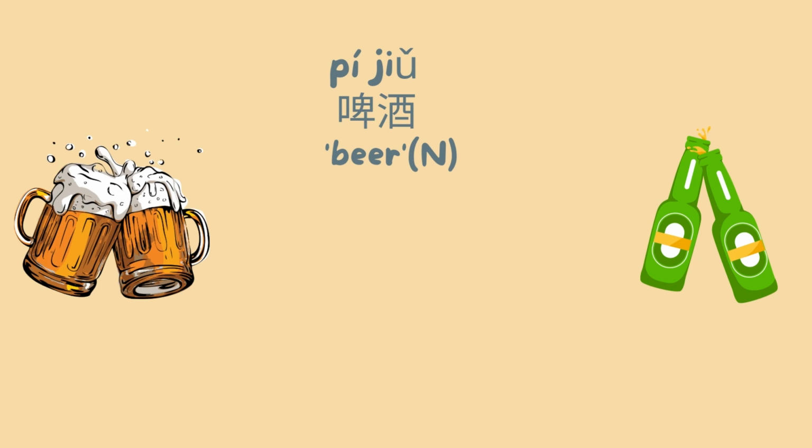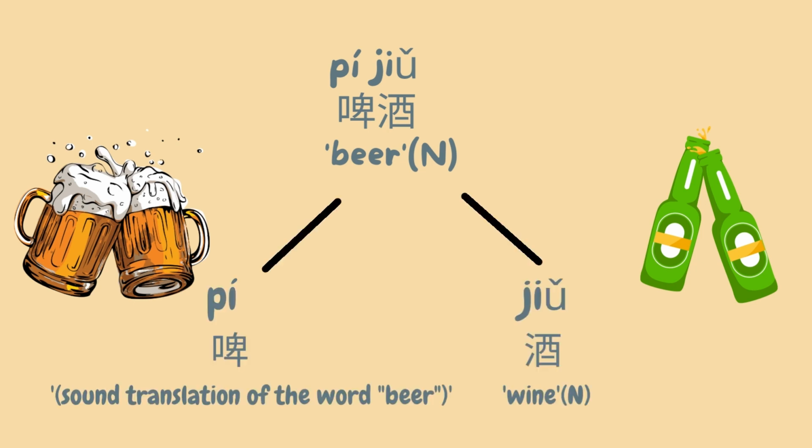Look at the first example, 啤酒, beer. 啤酒 is one of the few examples of a 2-character half-transliteration word in Chinese. The constituent character 啤 represents the sound translation of the word beer. 啤 is the sound of beer, and 酒 represents the meaning of wine, a noun, indicating that the word 啤酒 falls under the category of wine.